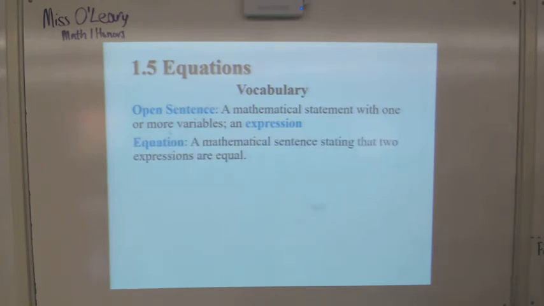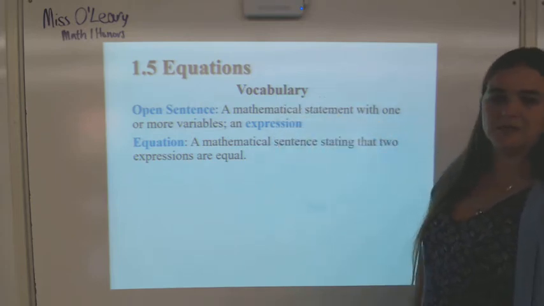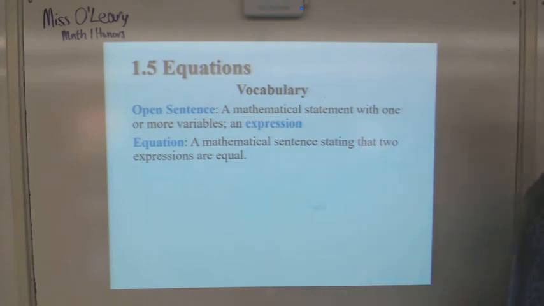Next, we have equations. An equation is a mathematical sentence stating that two expressions are equal. So if we take our two open sentences, or our two expressions, and we put an equals sign between them, we wind up with an equation. Now sometimes that expression might be a single number. Our open sentence might be a single number, or it might be an expression that has multiple parts, that has letters, numbers, and operations.